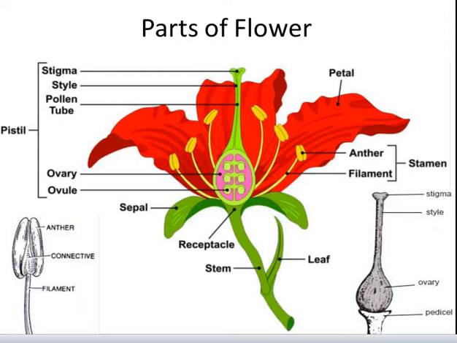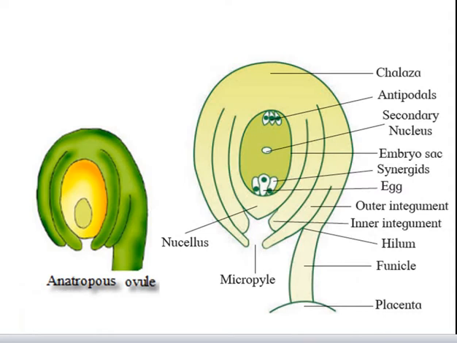For example, in the case of paddy, wheat and mango, only one ovule is present and they are called uniovulate. Whereas tomato and lady's finger are multi-ovulate, that means they contain multiple ovules in a single ovary. Now we will see the structure of the anatropous ovule.